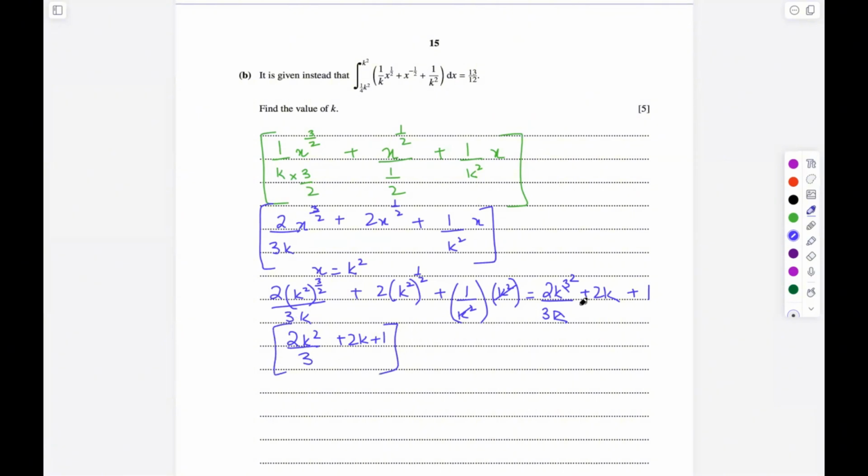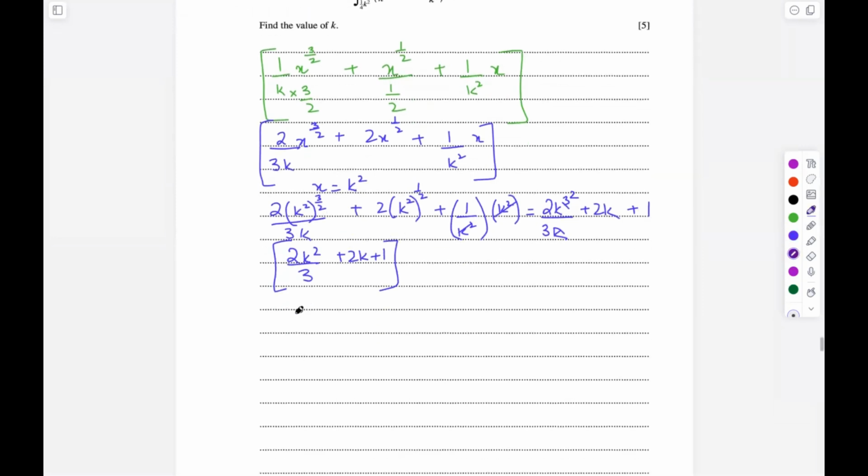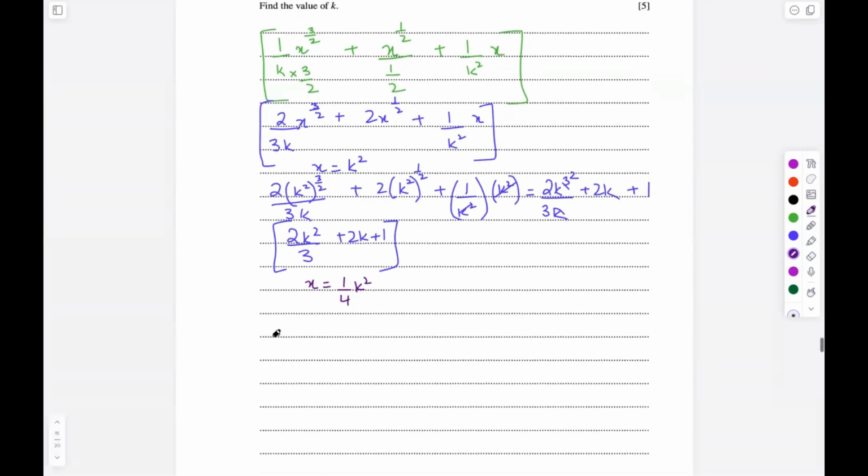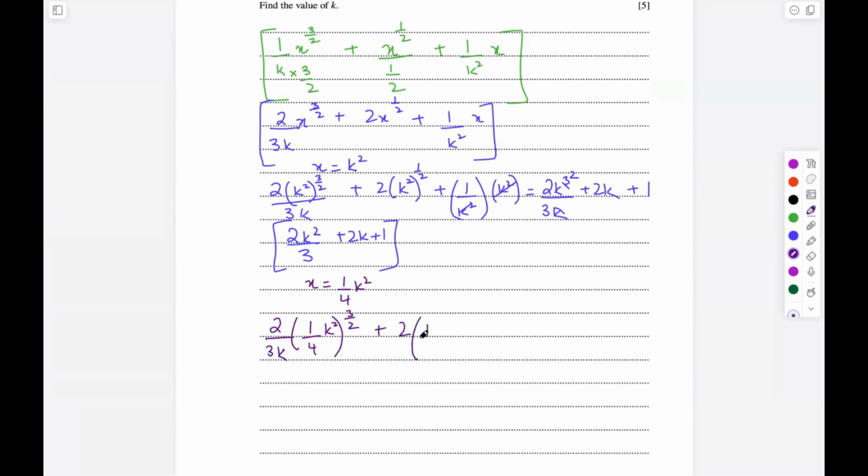And we'll have to subtract this from the lower limit. So the lower limit is 1 upon 4k squared. Now substituting x equals 1 upon 4k squared into the equation, we'll get 2 into 1 upon 4k squared to the power 3 upon 2. And we already had 3k in the denominator, plus 2, and x is now 1 upon 4k squared to the power 1 upon 2 plus 1 upon k squared, and now again the x value is 1 upon 4k squared.